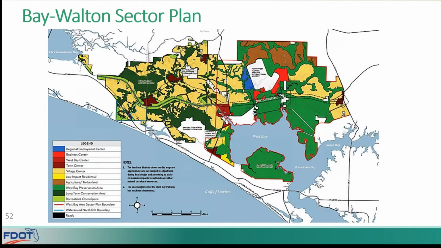Now, on this slide right here is an example of a framework map from what is called a long-term master plan, which is a portion of the Bay Walton sector plan created by the St. Joe Company. The Bay Walton sector plan is an extension of an existing West Bay sector plan, and it's considered one of the largest sector plans in Florida at over 110,000 acres.